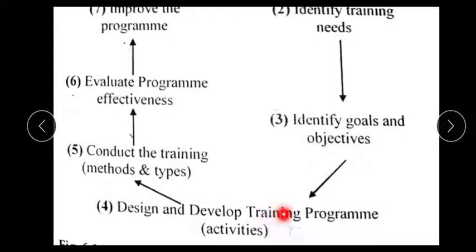The fourth one is to design and develop training program activities. It means after listing precise objectives and goals, learning activities must be identified and described. Types of training will be decided based on the training resources available to the employer, the kind of knowledge or skills to be learned, and whether the learning should be oriented towards physical skills or mental attitudes.